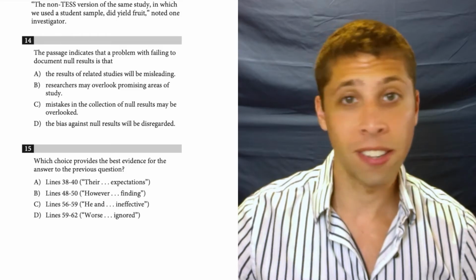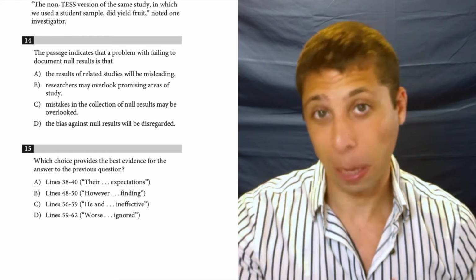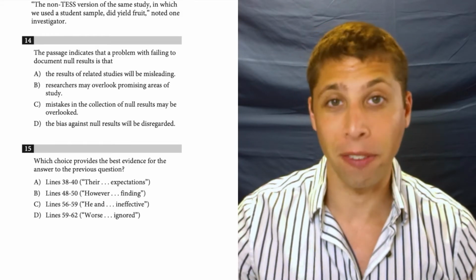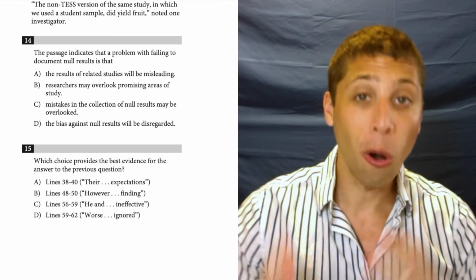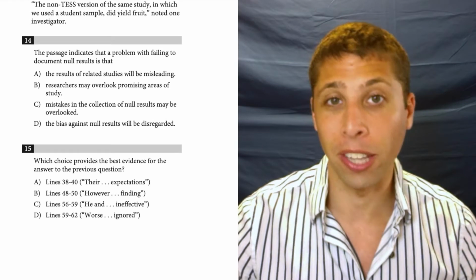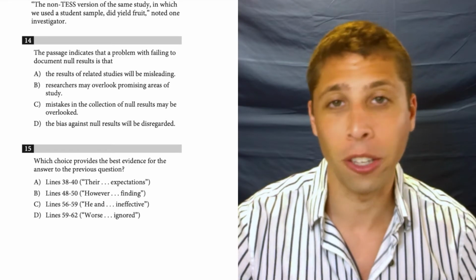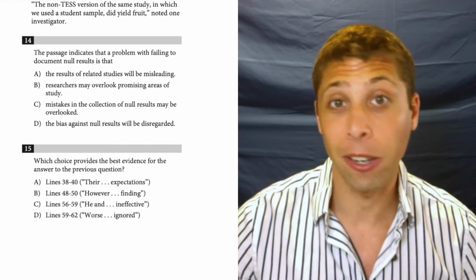Number 14 does not have a line reference, so we skip ahead to number 15 and we use the line references in this paired question to sort through everything. So always look ahead to the next question when you don't have a line reference, especially if you're using the no reading strategy, because we need to kind of know where to look.